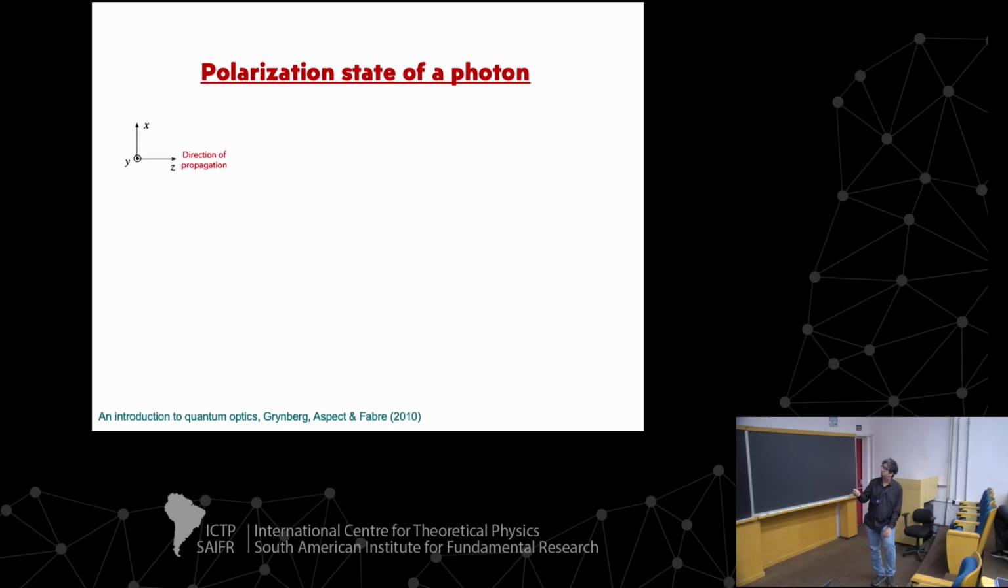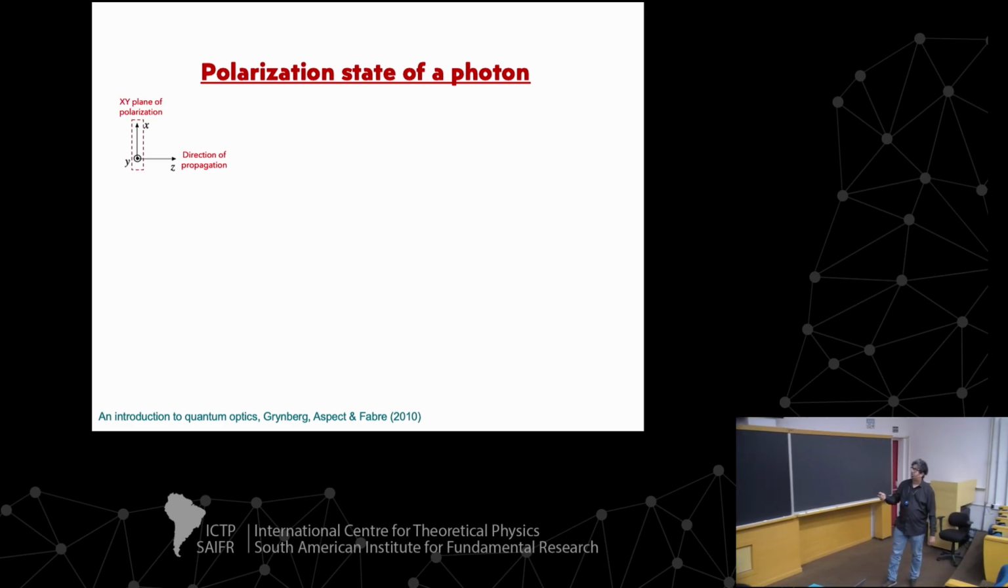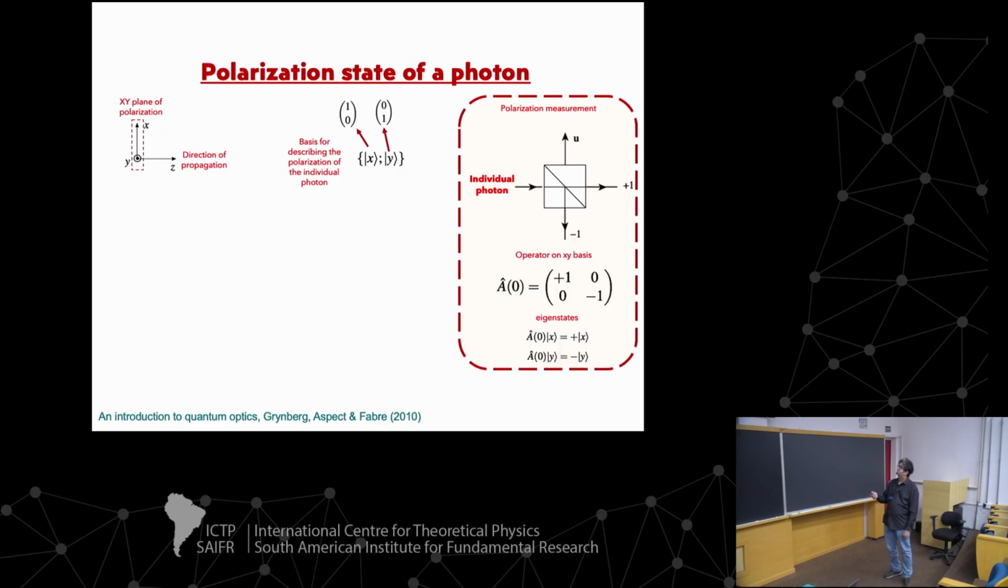So I have some direction of propagation for a photon with a polarization that is perpendicular to the direction of propagation. So you have xy as the plane of polarization, and z as the direction of propagation. Then I can use a basis. I can describe the polarization of the photon in a basis, x and y, with x being the column vector 1, 0, and y being 0, 1.